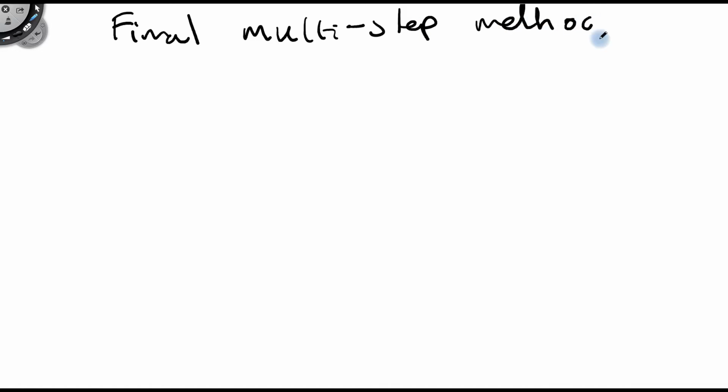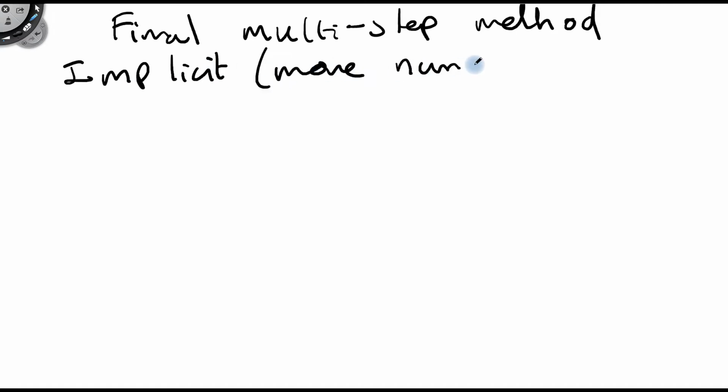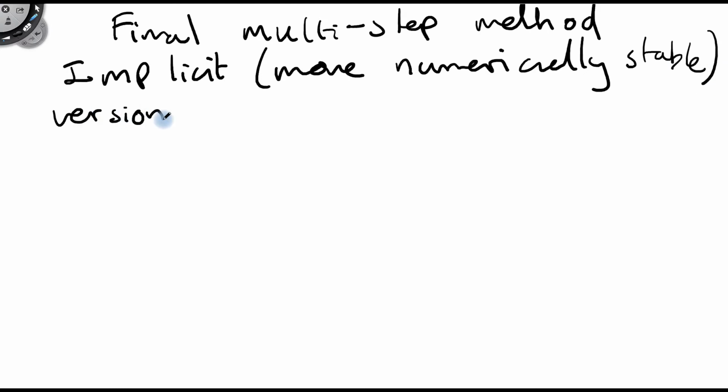Okay, so we're now moving on to our final multi-step method. And it's an implicit, so more numerically stable, version of AB2, Adams-Bashforth 2, that we derived last time.